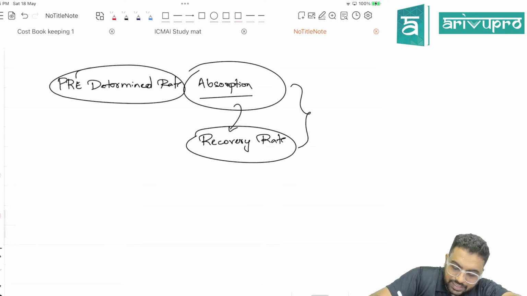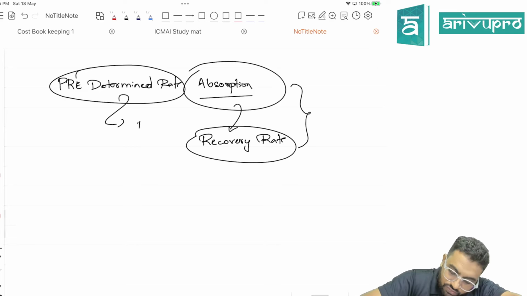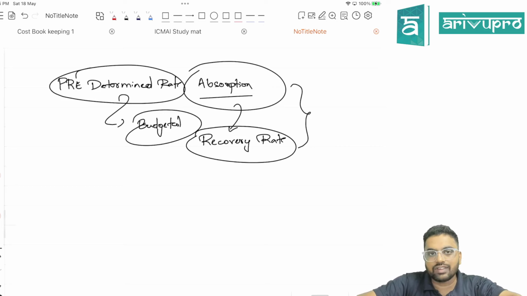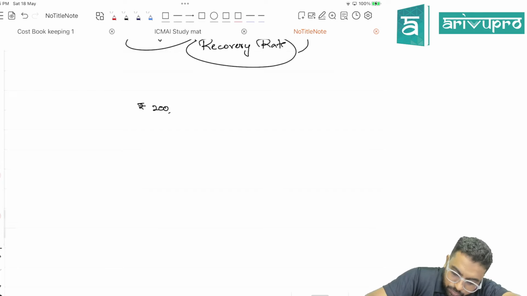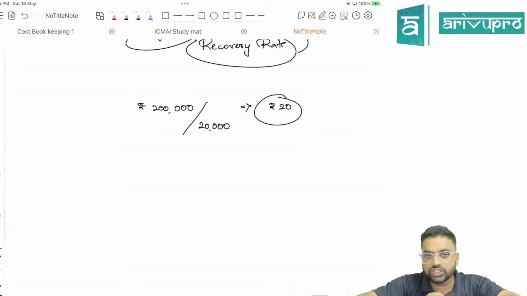We will be having a predetermined rate. How do we arrive at the predetermined rate, sir? On the basis of budgeted cost, right? On the basis of budgeted numbers, I will arrive at the predetermined rate. For example, let's say there is one indirect expense of 2 lakh rupees. We are assuming that during the period we will end up producing 20,000 units. So the predetermined rate is rupees 10.